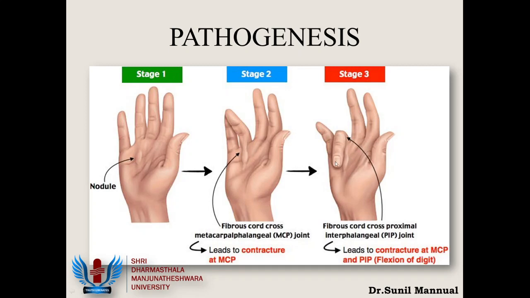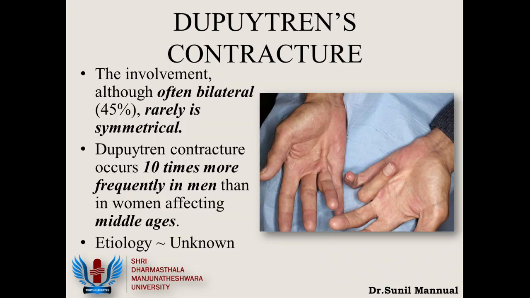Slide number 30 shows a patient with bilateral Dupuytren's contracture. The condition typically starts with the ring finger but can go on to involve all the other fingers, and it is 10 times more frequent in men and mainly in middle age. Moving on to slide number 31.